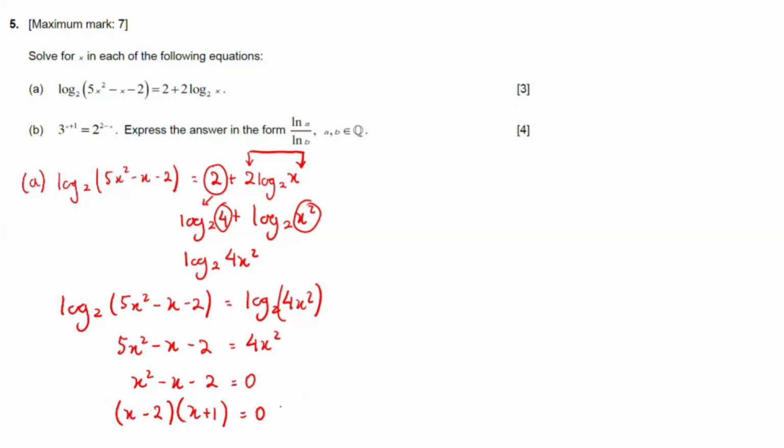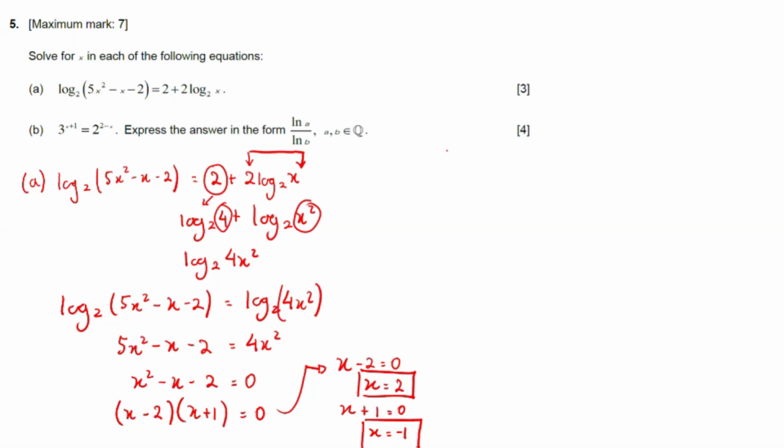Okay, now we have two possible answers for x. We can have x minus 2 equals to 0, meaning that x equals to 2. Or we can have x plus 1 equals to 0 or x equals to negative 1. Which one is the correct one here? Now, if you see, we can have two answers. Okay, it means we have x equals to 2 and also x equals to negative 1. Okay, that is for question B. Okay, next one for question B.